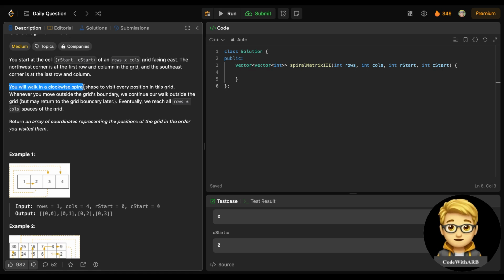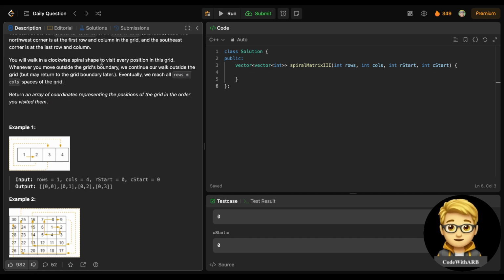You will walk in a clockwise spiral shape to visit every position in the grid. Whenever you move outside the grid's boundary, we will continue our walk outside the grid but may return to the grid boundary later. Eventually we reach all rows and column spaces of the grid. Return an array of coordinates representing the positions of the grid in the order you visited them, right?